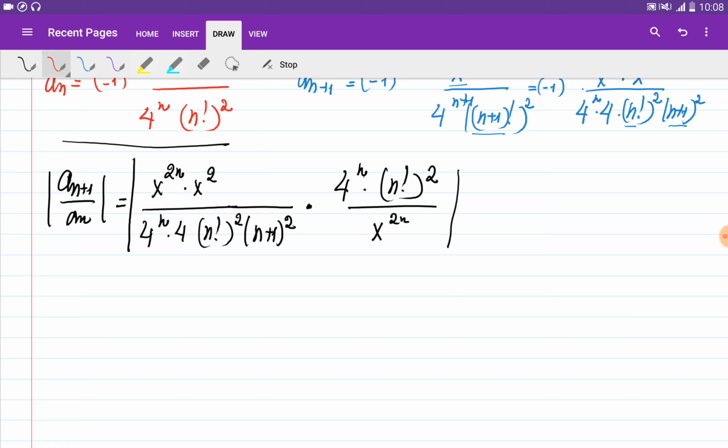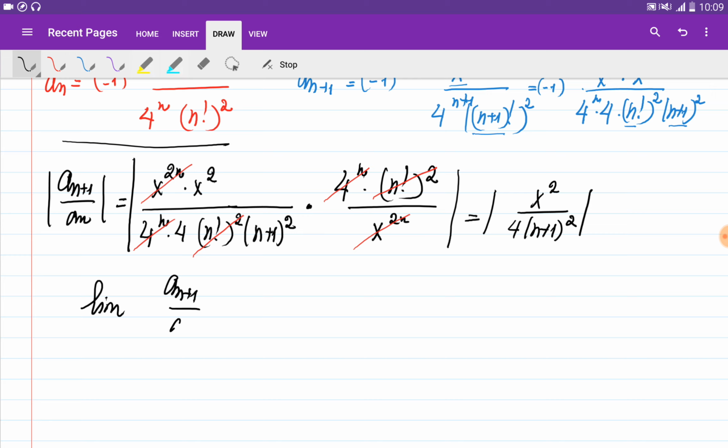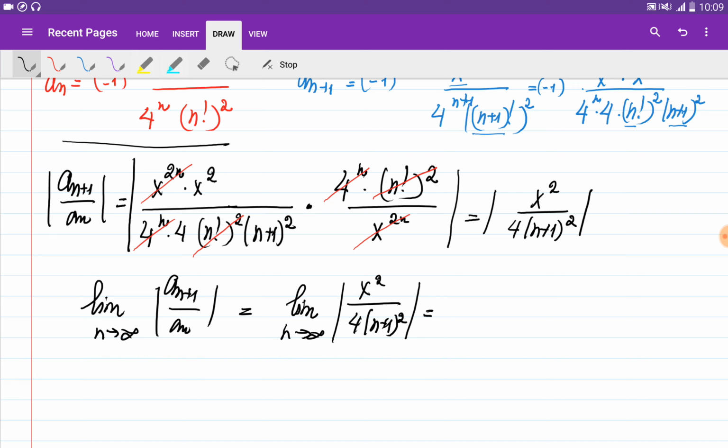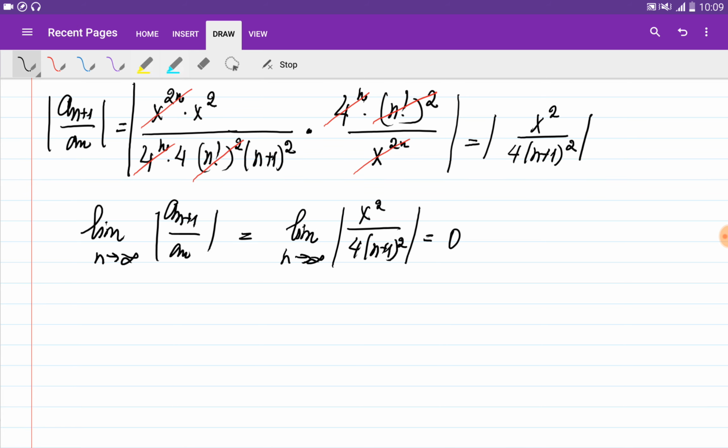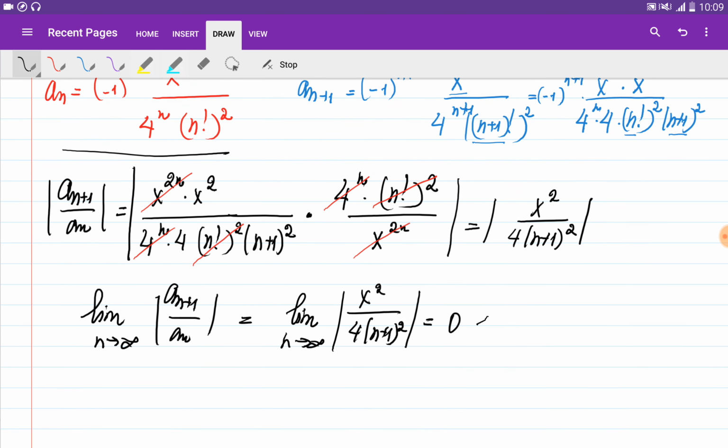So we can cancel out the following terms. We can cancel the x to the 2n, 4 to the n, n factorial, and n factorial. So what is left is, in the modulus, x squared divided by 4 times n plus 1 squared, right? So we need to find the limit of a n plus 1 divided by a n. When n goes to infinity, it's going to be the limit of x squared divided by 4 times n plus 1 squared. When n goes to infinity, and no matter what x is, it's going to be 0. Okay, so basically this is a number which is less than 1, right?